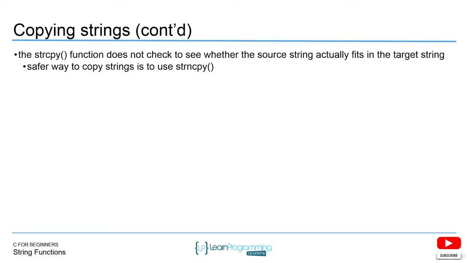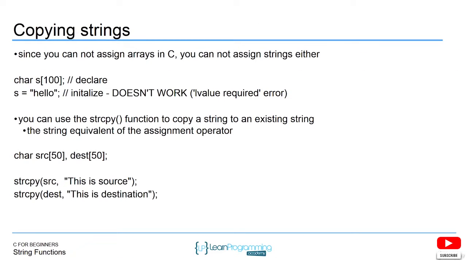The strcpy function does not check to see whether the source string actually fits in the target string. So what would happen if you had a big string? In this previous example, what would happen if destination had 100 characters in it, and instead of having "this is destination," it had 100 characters? You tried copying it into source that only had 50 characters. There would be a problem. The string you're copying would be larger than the array you're copying into. Right? So if we tried to strcpy into source, instead of copying "this is source," we put in "this is source" 5 times or 10 times or whatever it is, and it went over 50, there would be an error.